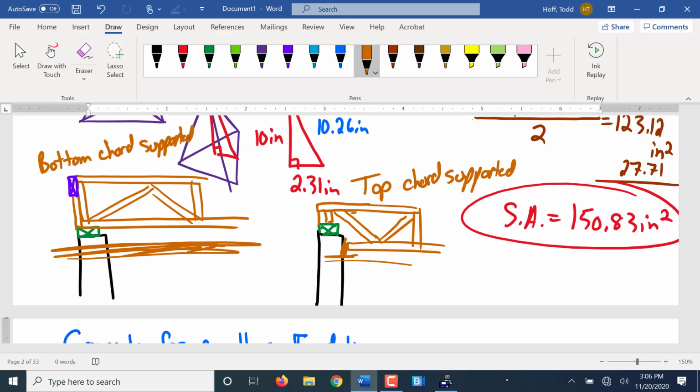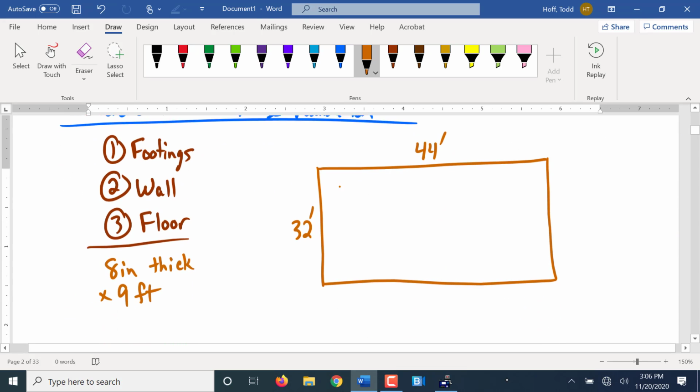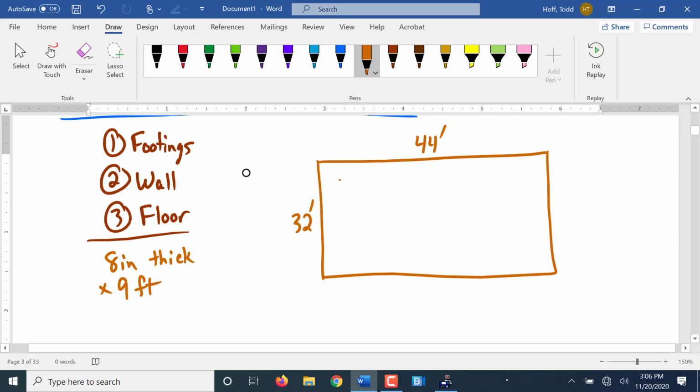I really have never figured out what the huge fascination is. These are very common in certain areas. I prefer the bottom cord bearing just because they're cheaper and you don't have to account for the extra wall height. Anyway, we're going 9-foot high wall, 8 inches thick.